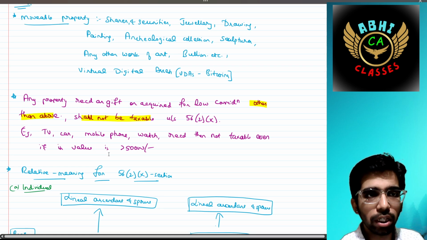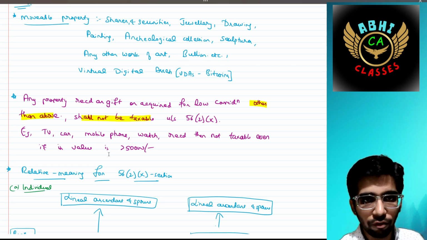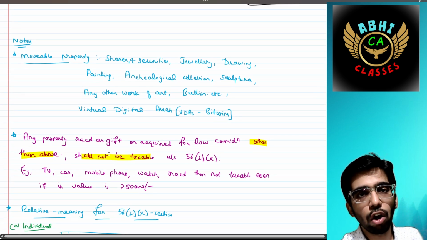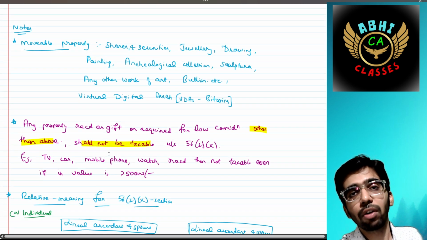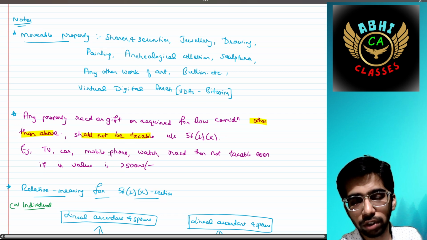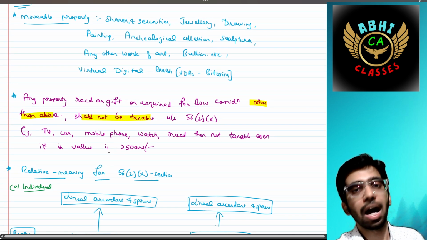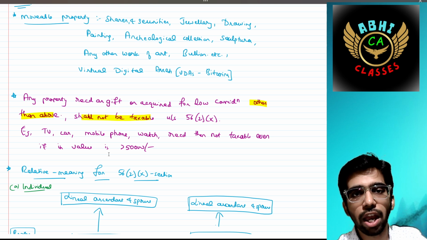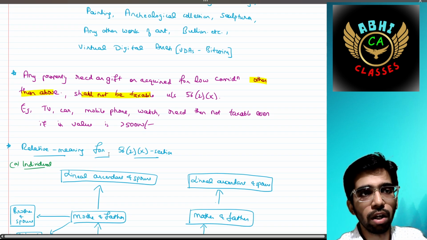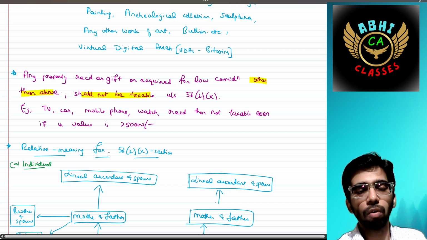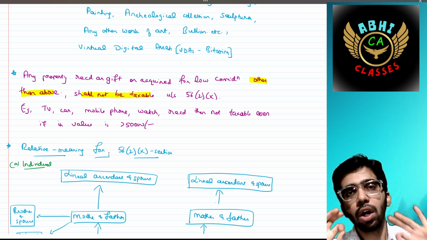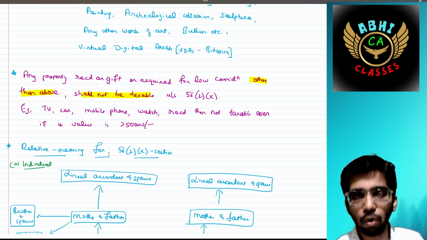Next point, any property received as a gift or acquired for low consideration other than the above shall not be taxed. Apart from what has been mentioned above, if you have been provided with a gift which is not covered here, then it is not taxable, even though its consideration is below its fair market value or SDV, as the case may be. Example: TV, car, mobile phone, watch. If these categories of assets have been provided to you, then no taxation would arise even though the value is less than the fair market value.